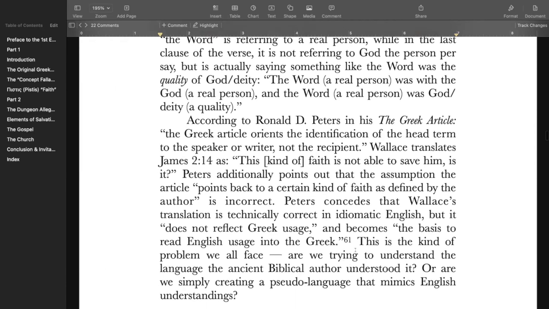I love what I said here, but are we trying to really understand the language the way they understood it, or are we just creating a pseudo language that mimics the English usage? Yeah, so that's something that we all have to worry about.